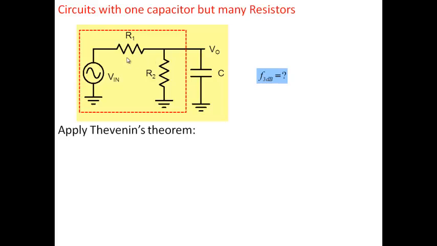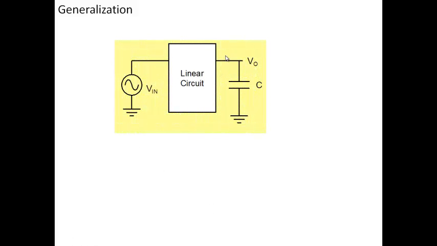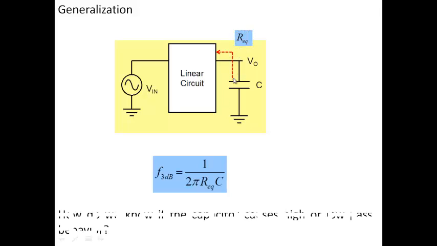Multiple resistors, a current source, a voltage dependent current source, any kind of complication here I can handle by converting it using Thevenin's theorem. So we get an equivalent resistance here, which will be R1 parallel R2, and we can calculate the 3 dB frequency. So that's sort of straightforward. This is a generalization, any linear circuit. All you need to do is find out the resistance looking from here, R equivalent, and your 3 dB frequency is 1 by 2 pi R equivalent C.